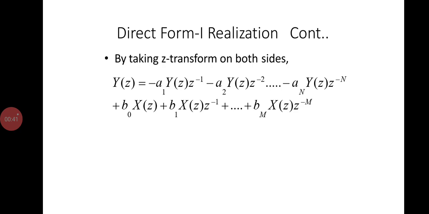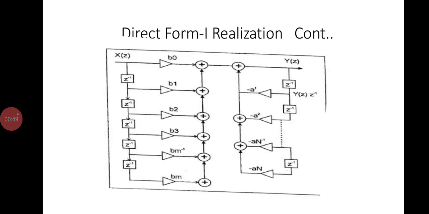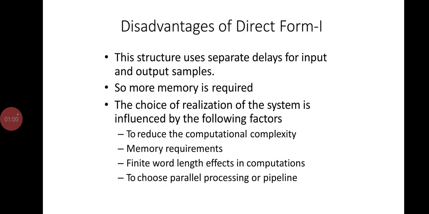Here for direct form 1 realization, in the case of the transfer function, we are just taking the z transform. We are multiplying and taking the z transform on both sides, and finally we are realizing. While we are realizing in the direct form 1 realization, the summer comes in the middle part and the delay elements come on both sides.